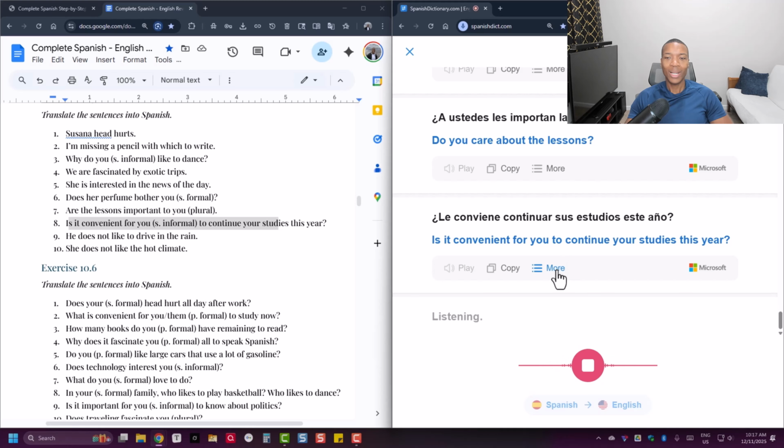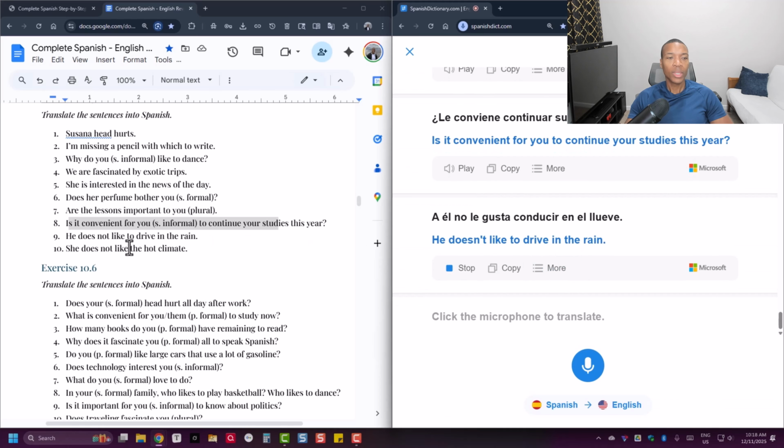He does not like to drive in the rain. A él no le gusta conducir en el llueve. He doesn't like to drive in the rain. She does not like the hot climate.